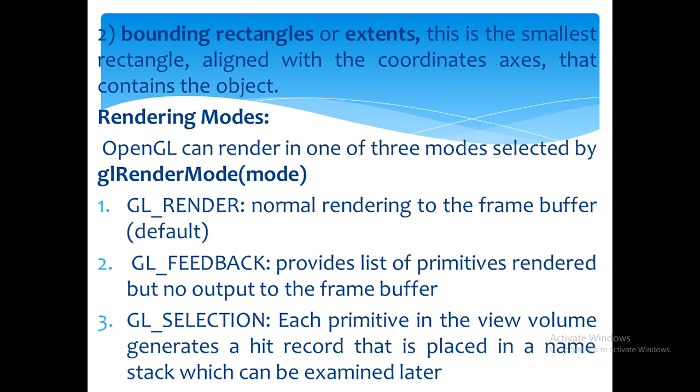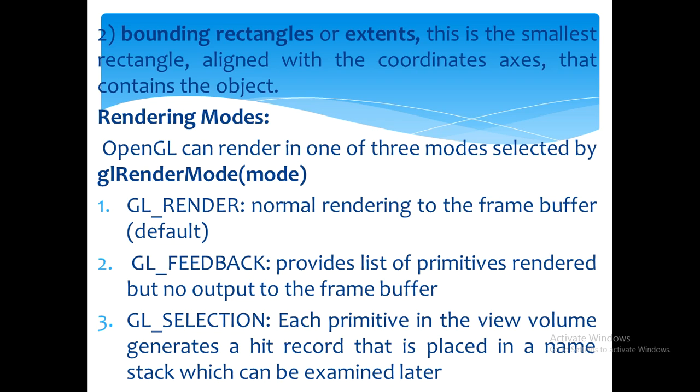Rendering modes. Again, here there are different types of drawing. Render means drawing, converting into pixels. OpenGL can render in one of three modes selected by glRenderMode. That means OpenGL can display these picked objects in three different modes selected by glRenderMode. Then what are those three different modes?